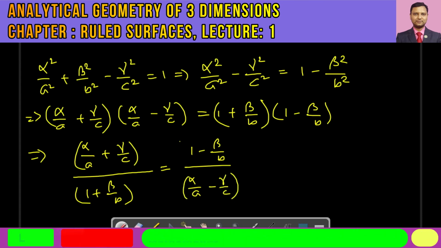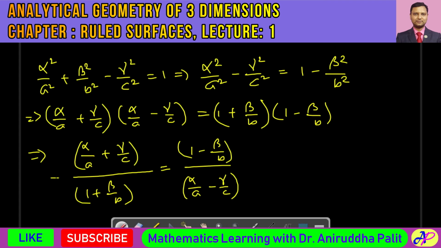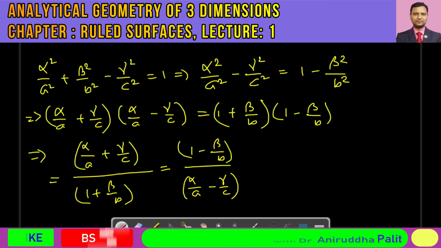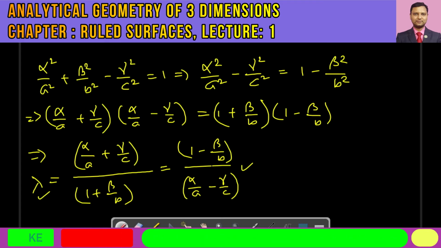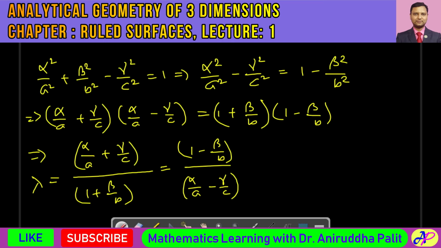So if you consider this expression to be equal to, say, lambda, then comparing this first ratio with lambda, you will get one equation, and comparing the second ratio with lambda, you will get another equation involving alpha and beta.